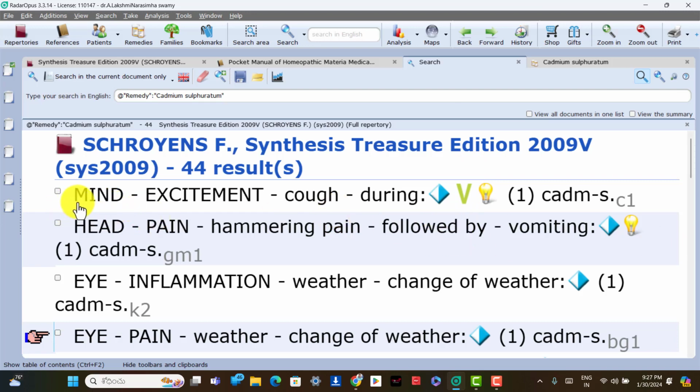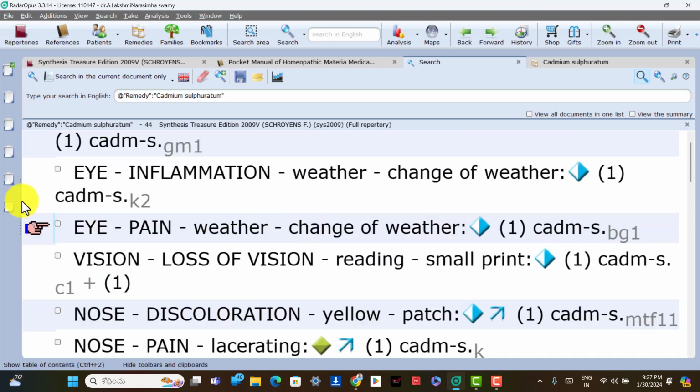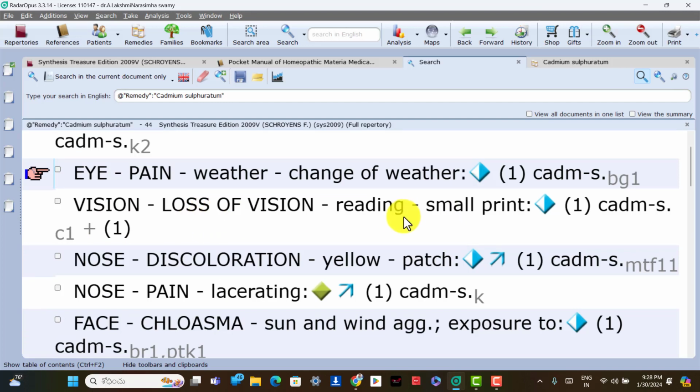In single rubrics, mind symptom, only one is present. Mind excitement during cough is present in Cadmium sulph. Head pain, hammering pain followed by vomiting is present. Think Cadmium sulph. Eye symptom, eye inflammation, change of weather is present. Think Cadmium sulph. Eye pain, change of weather, Cadmium sulph. Vision, loss of vision, reading small print is present. Think Cadmium sulph.